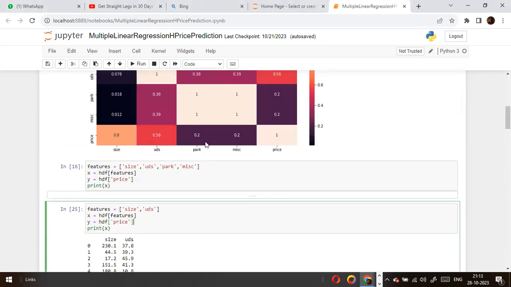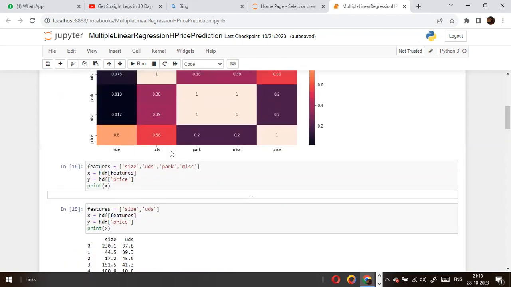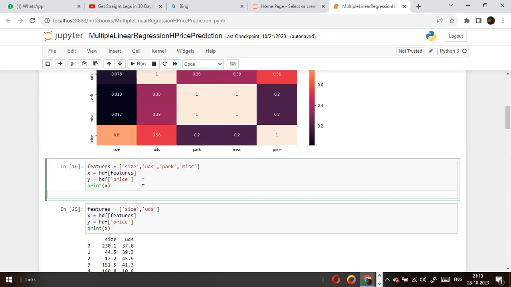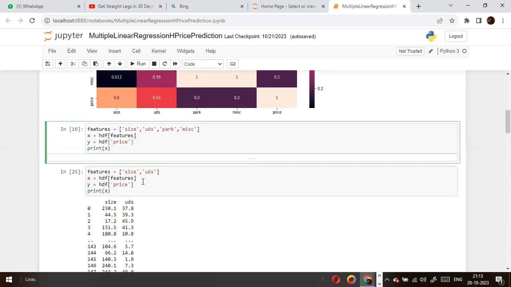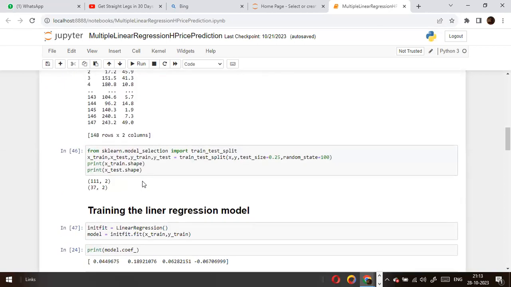Though we can make out very clearly that the Park independent variable and the MISC independent variable were not correlated well with the price, still we have included these two features along with the target variable price. Next step: yes, we have created two variables, X and Y. X is holding all the independent variables, Y is holding only the dependent variable.